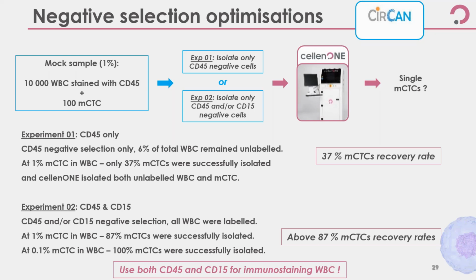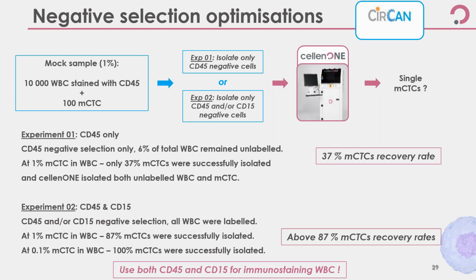What we noticed is that we only recovered about 37% of the HMECs that were present in this first experiment. And when we analyzed the sample further, we realized that about 6% of the white blood cells were not labeled. So the CD45 labeling alone was not enough.